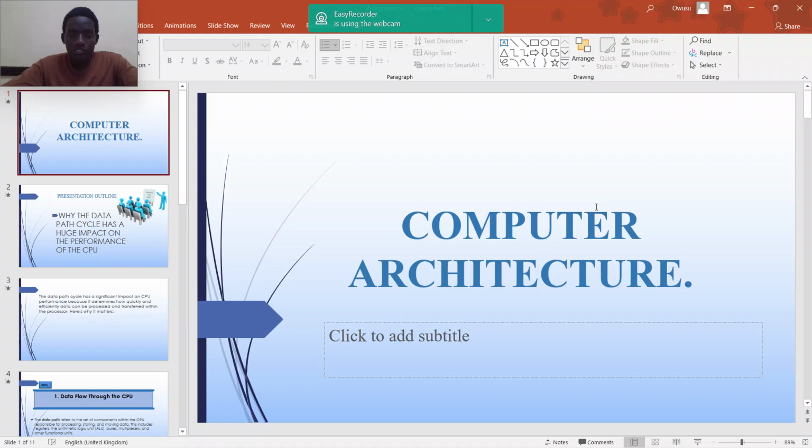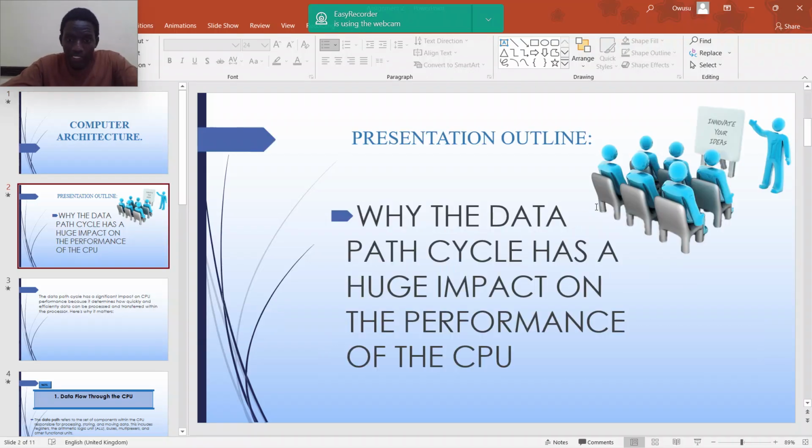Welcome to today's class. So for today, we talk about computer architecture. That's the main topic of the course. But today we focus on why the data path cycle has a huge impact on the performance of the CPU. To start with, we are going to check on a few things.